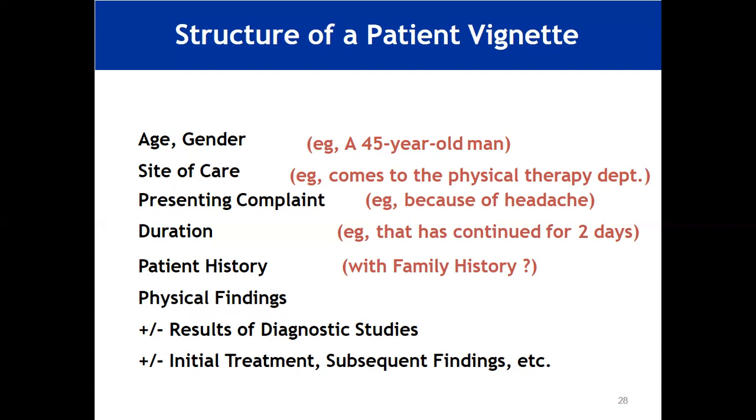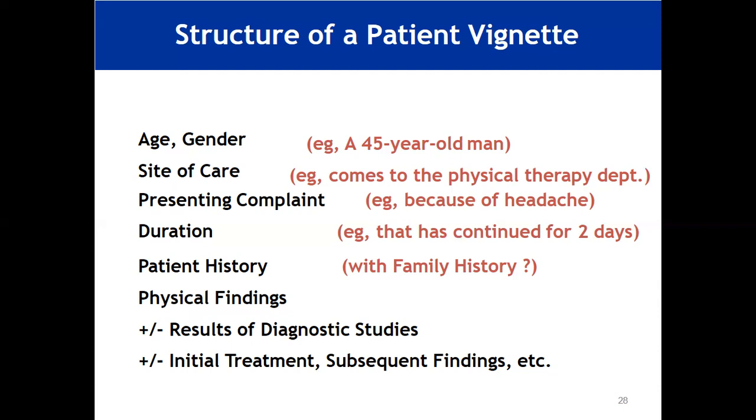Then the site of care: where does he visit? He is visiting a physical therapy clinic, he is visiting a physician, he is visiting the OPD of the hospital, he is visiting an emergency department. So it means that a person of that age, male or female, visits which care center. After that, write the presenting complaint, the chief complaint, which is the complaint of that person. For example, a 45-year-old man comes to the physical therapy department with psychogenic headache.